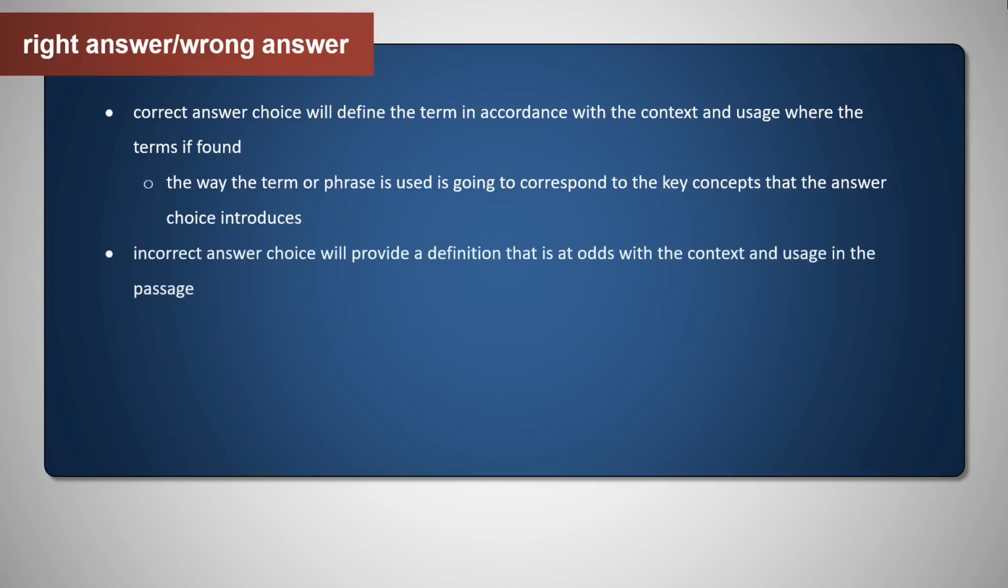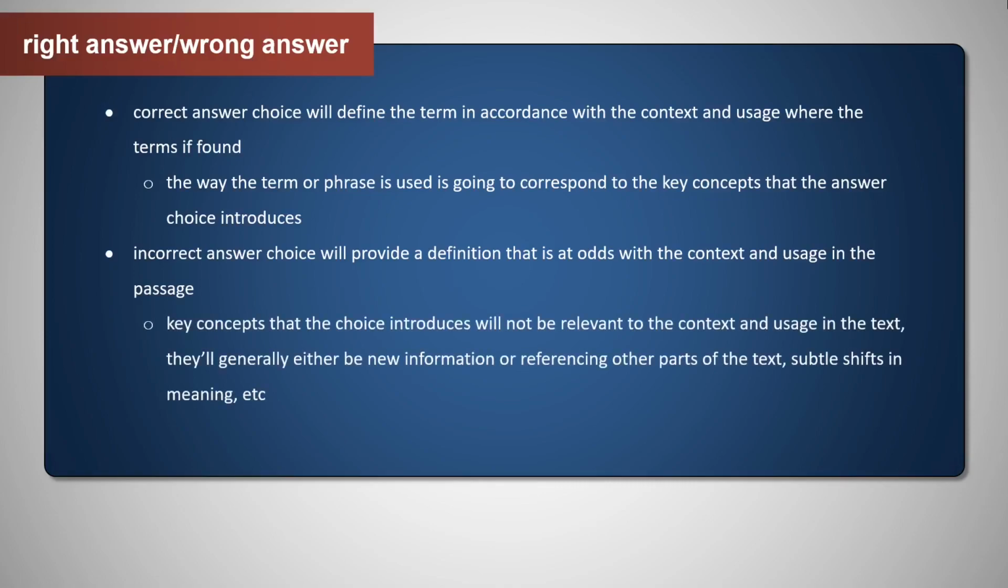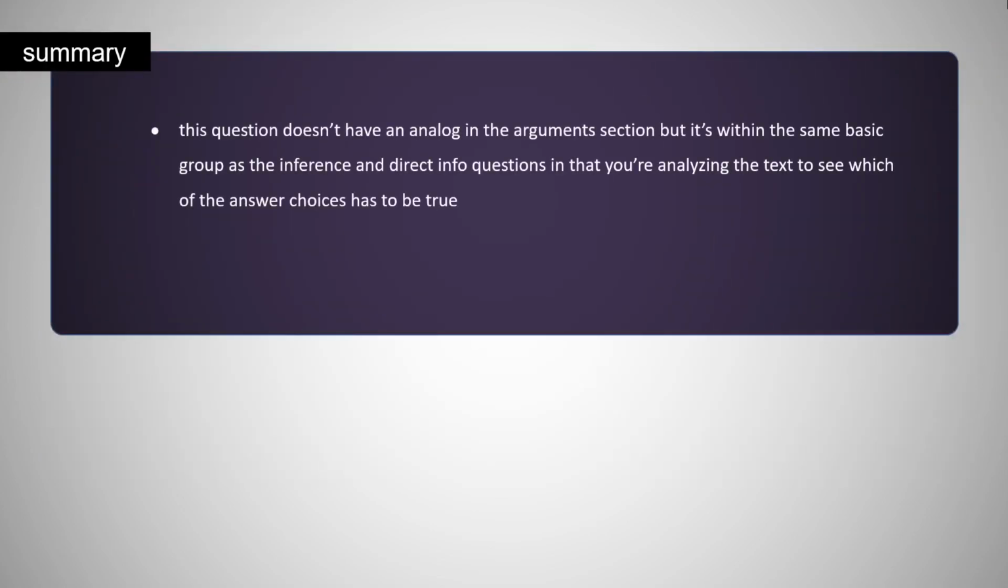The incorrect answer choices will provide a definition that is at odds with the context and usage in the passage. So key concepts that those choices introduce will not be relevant to the context and usage in the text, and they'll generally either be new information or referencing other parts of the text, or you're going to have subtle shifts in meaning, etc.